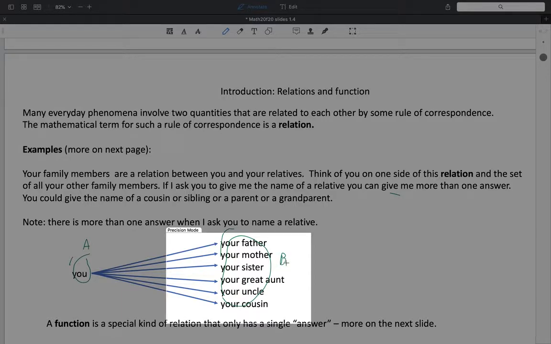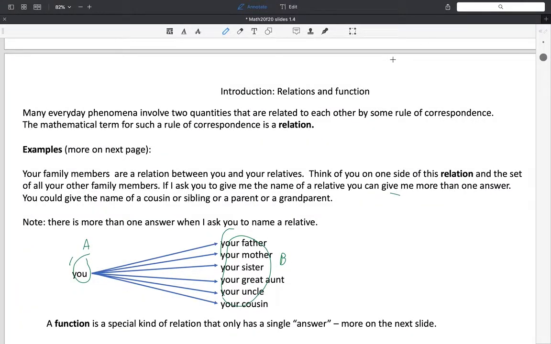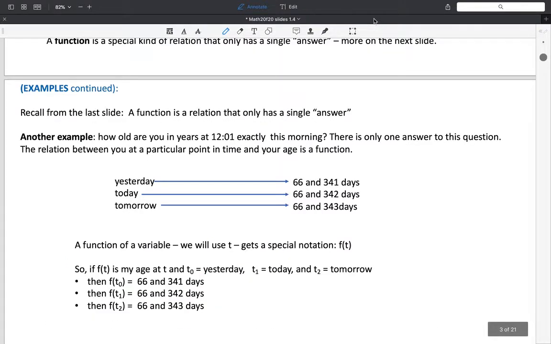Okay. So let's look at this relation for a second. If I ask you, give me a relation, you could give me any number of answers. There's not one answer. There's a multitude of answers. So a relation does not have to have just one answer. A function does, but not a relation. So this is an example of a relation that's not a function, because you could name any relative. You could name your father, your mother, a long-lost relative that you just recently discovered, or a relative that died in the 19th century. Now, a function only has a single answer. So we'll see an example on the next slide.